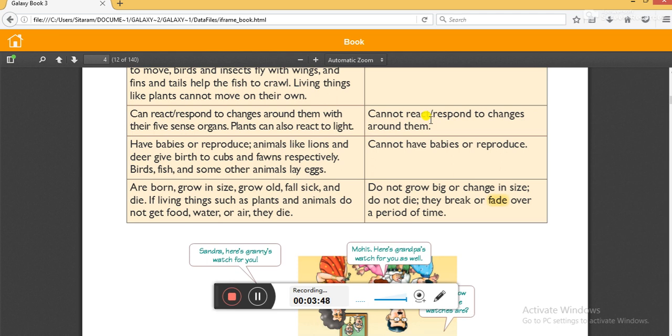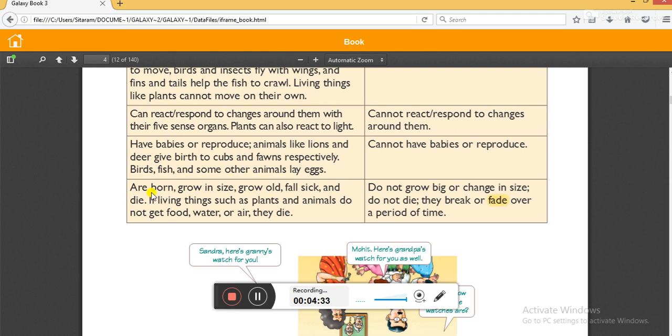Whether it is pain or good or bad feelings, they do not react. Next, living things have babies, or they reproduce. Animals reproduce their cubs. Lions and deer give birth to their cubs. Birds, fish and some other animals lay eggs to reproduce, but non-living things cannot have babies, nor do they reproduce.